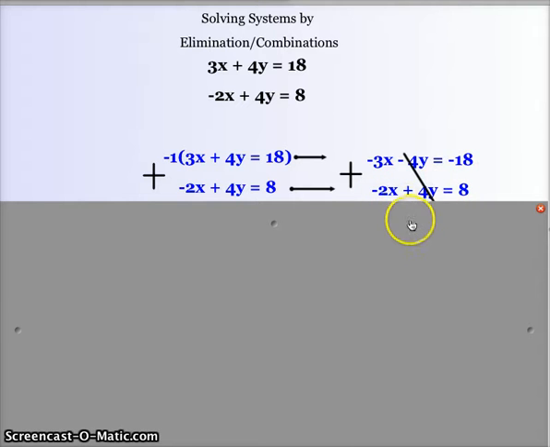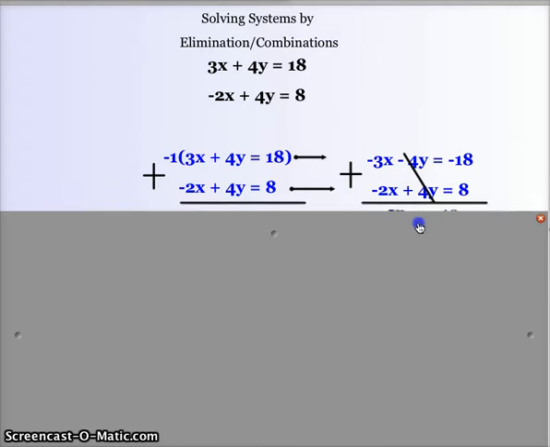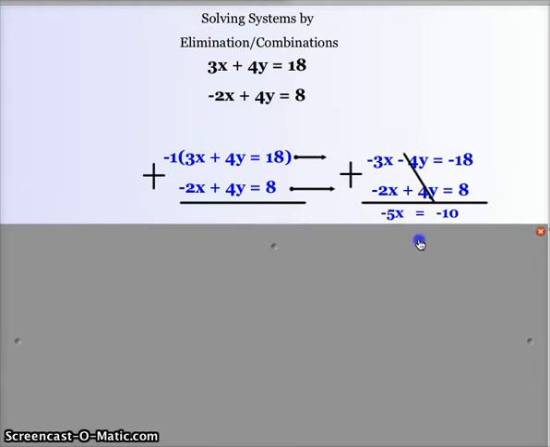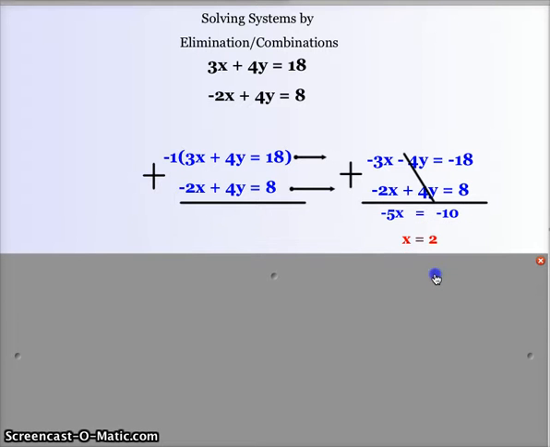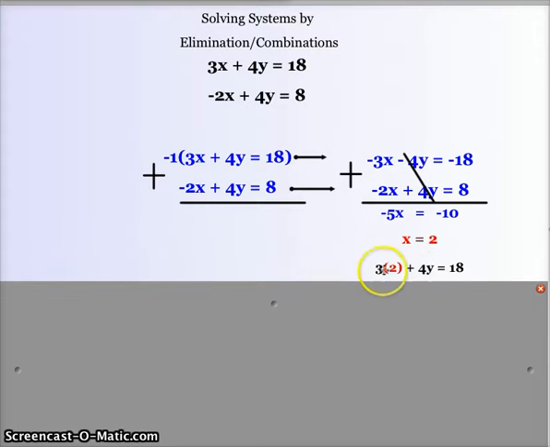Now I can add the two equations. My negative 4y and positive 4y cancel out. Negative 3x plus negative 2x is negative 5x, and negative 18 plus 8 is negative 10. If I divide by negative 5 on both sides, I find that x is 2. I can substitute 2 back into one of the original equations, and I chose the top one.